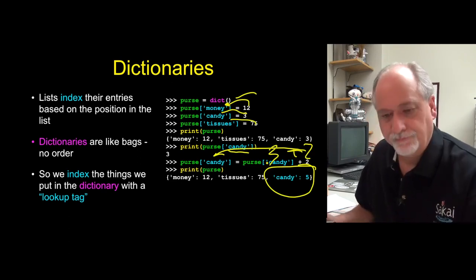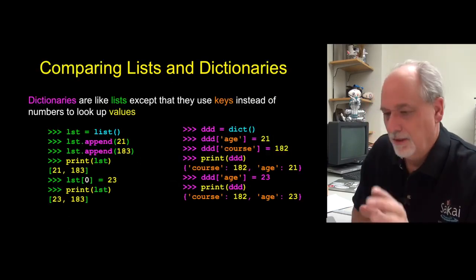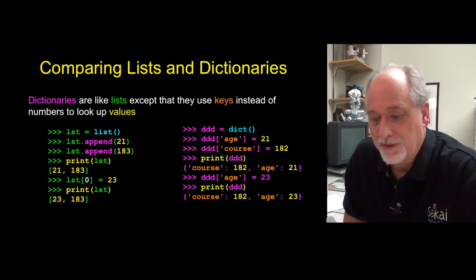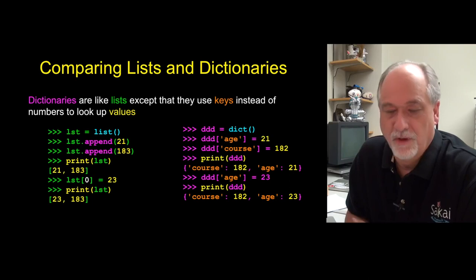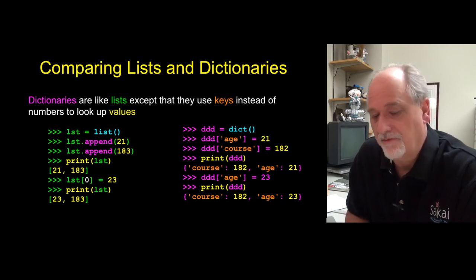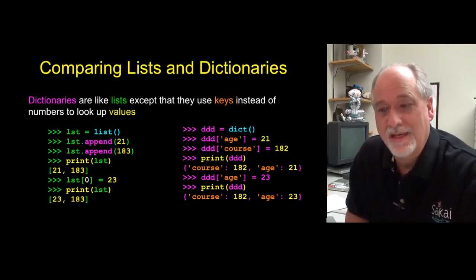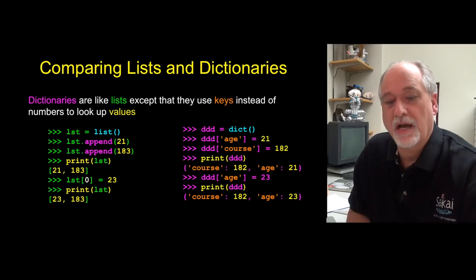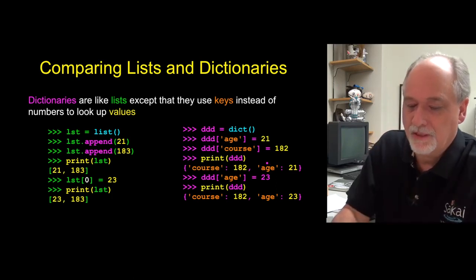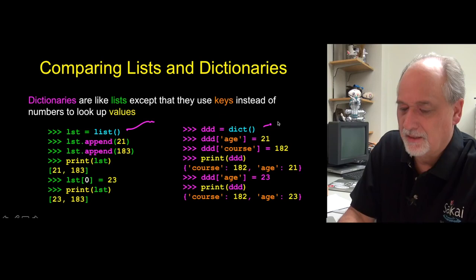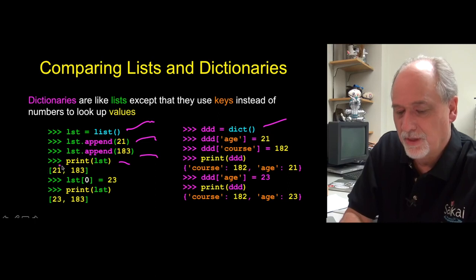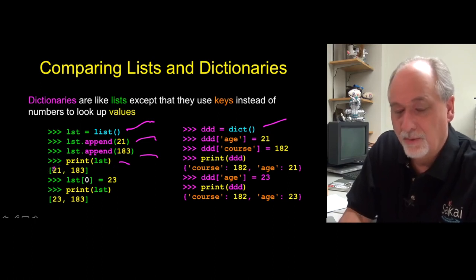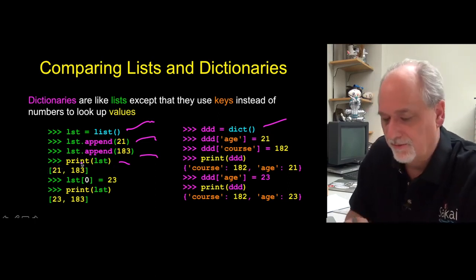And if you look at the difference between lists and dictionaries, they both can have new items added to them. We haven't talked a lot about deleting, but items can be deleted from them. The difference is the indexing mechanism, how we store things and how we look things up. So we make an empty list, we make an empty dictionary. We add 21 to the end, and we add 183 to the end, and we ask it, and it says, oh, position 0 is 21, and position 1 is 183. We don't see the positions when we print it out because it's sort of implicit.